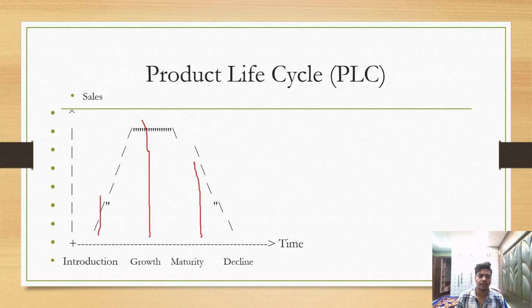Now product life cycle. On the y-axis there are sales, and on the x-axis there is time. This is the introduction stage. This is the growth stage. We can see that the growth is rising high and the demand in the market is increasing, and this is the peak stage. Peak means it is very high.